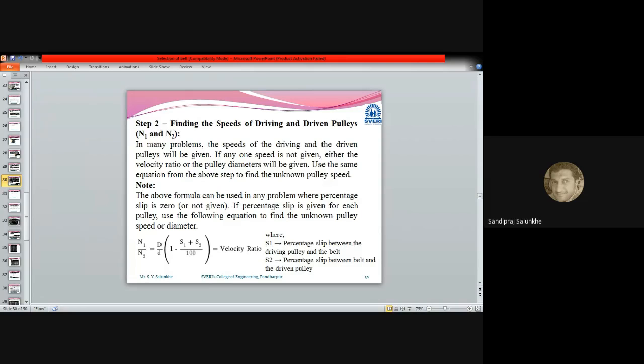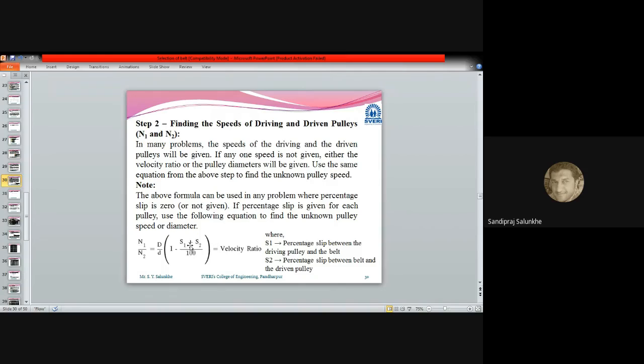velocity ratio, because velocity is change in distance with respect to time, right? That is the speed. And while we look at this change in displacement or distance traveled, at that time the slip occurs. That means the travel done by the pulley is not exactly the travel done by the belt because of the slip. In that case, how do we calculate the velocity ratio?